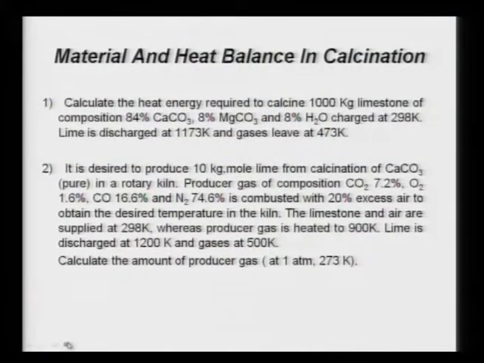The limestone and air are supplied at 298 Kelvin, whereas the producer gas is heated to 900 Kelvin. Lime is discharged at 1200 Kelvin and gases at 500 Kelvin. Now, since they are discharged at a lower temperature than the kiln, some sort of heat transfer occurs before the product and the byproduct leave the rotary kiln. This is problem number 2.